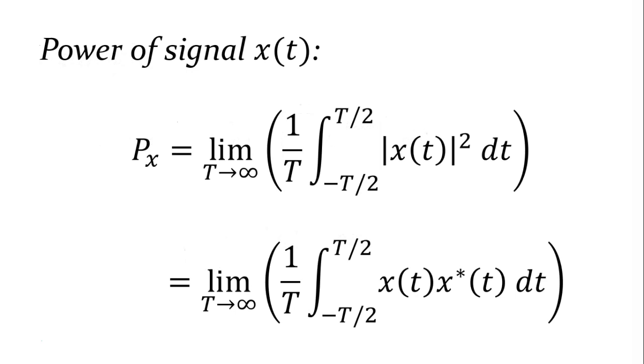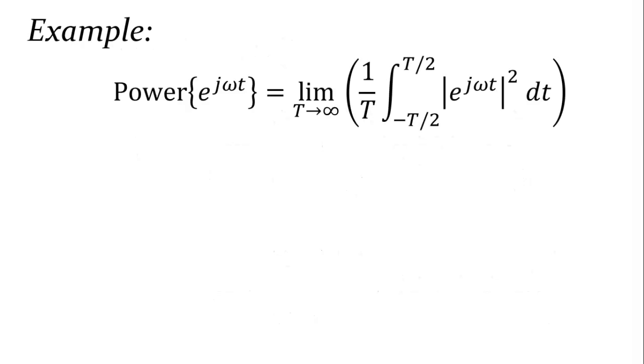This consideration leads to the definition of signal power, shown here. It is measured as the energy that x of t has in a time interval of width capital T, divided by capital T, in the limit as capital T goes to infinity. Thus, power of x of t is essentially a measure of its energy per unit time.